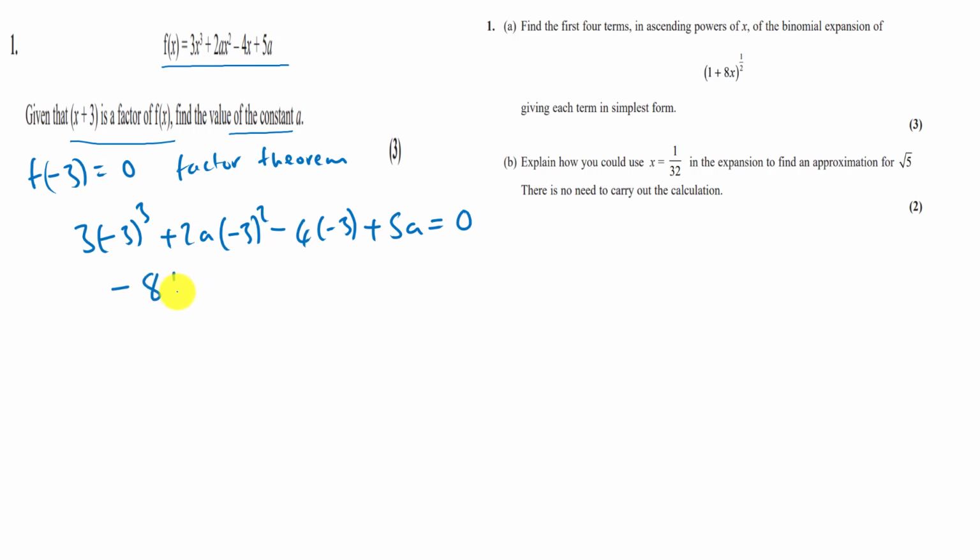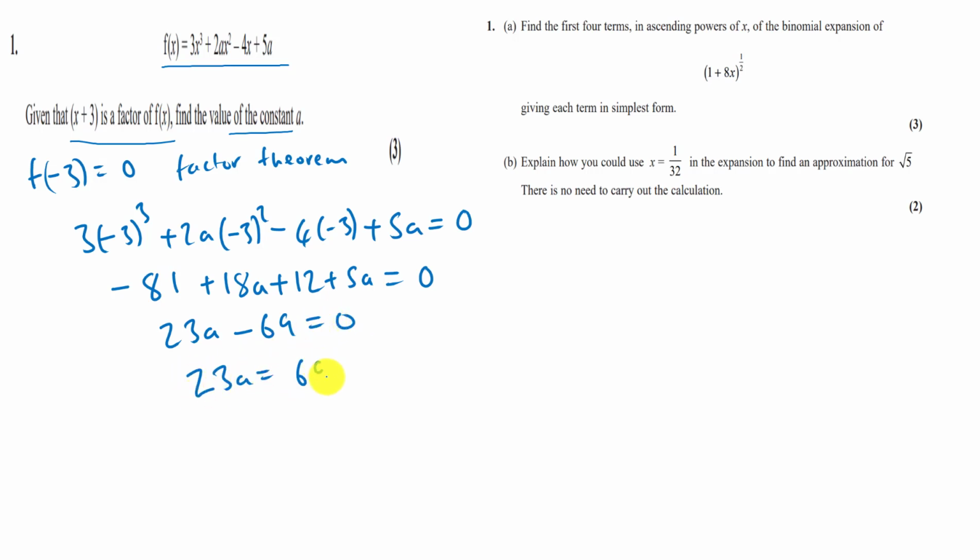Make sure you get your negatives correct. That's going to be plus 18a plus 12 plus 5a equals 0. Now, let's simplify that to get 23a minus 69 equals 0, and then we can see that a is going to equal 3. And that's a very nice question to have right there.